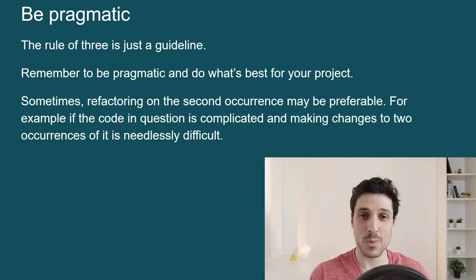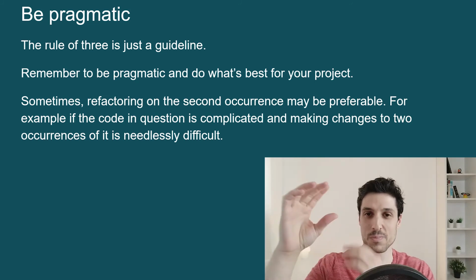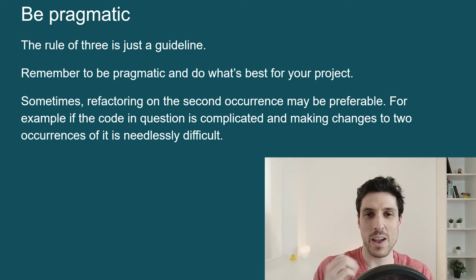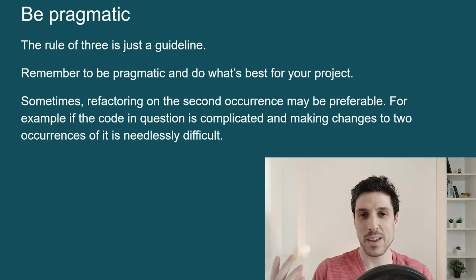Finally, as always, remember to be pragmatic. The rule of three is nice, but don't follow it to such an extreme that it destroys your code. For example, imagine that you have two pieces of code that are very complex. So every time you need to make a change to one of them, the change is very complicated. And guess what? You need to make the change again. So very error prone, very complicated stuff.